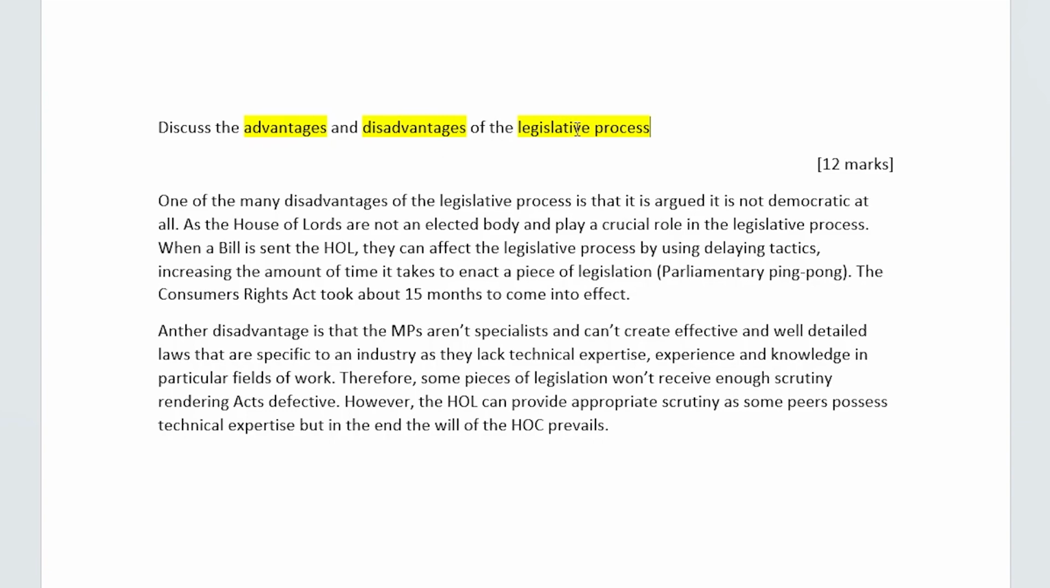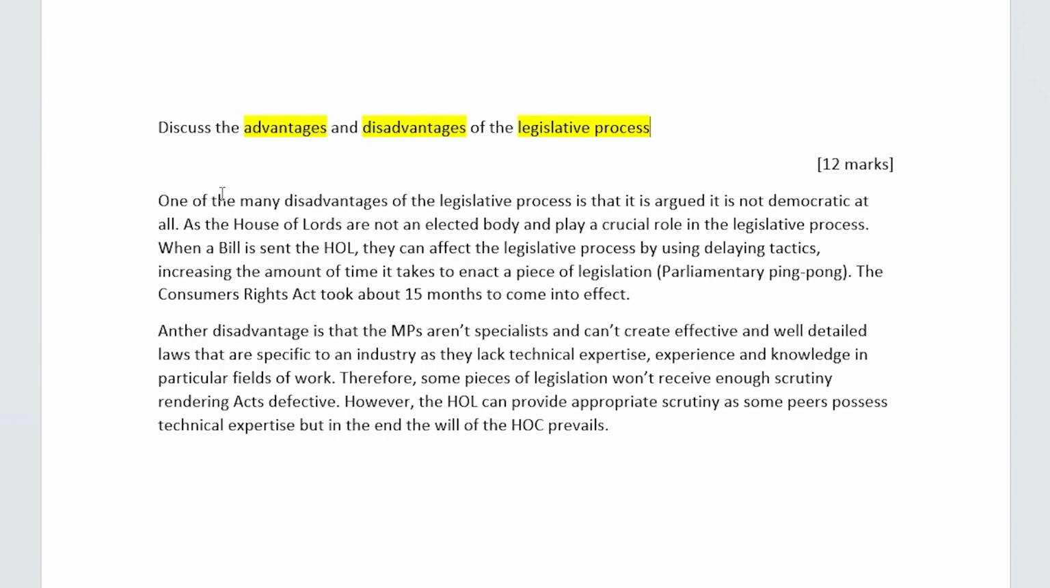So the question's asking about the legislative process. So I've got to bring my mind to the legislative process and what it entails, which is the parliamentary stages, the House of Lords, the House of Commons, Royal Assent. Straight away I'm going to go for democracy.